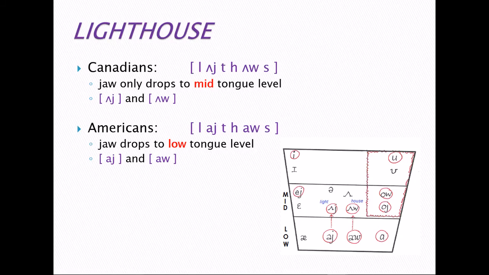and we find this happening in a word like lighthouse. So just so you understand what this phenomenon sounds like, for a Canadian, we use these two mid-central diphthongs, I and ow, so lighthouse. Whereas an American will drop their jaw all the way down to this low region and say lighthouse, versus lighthouse, where we raise up into the mid region on the chart here.